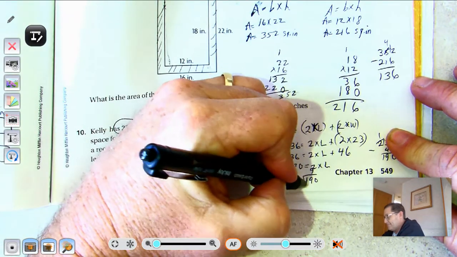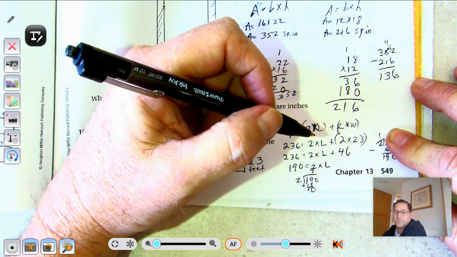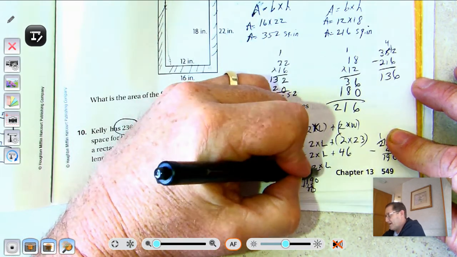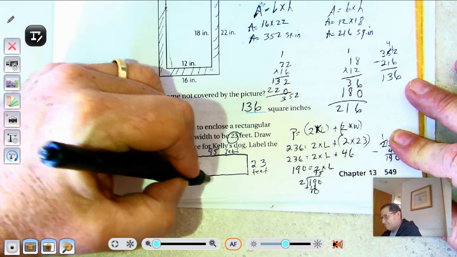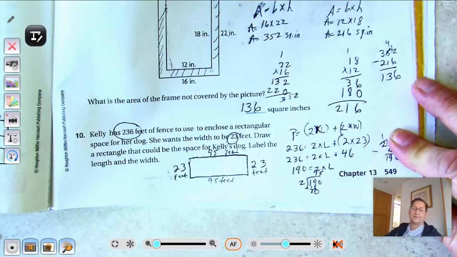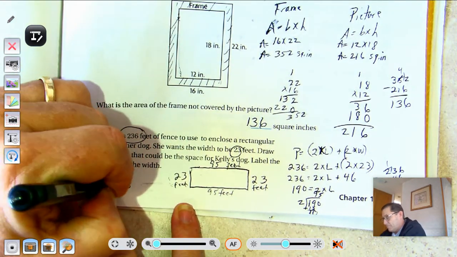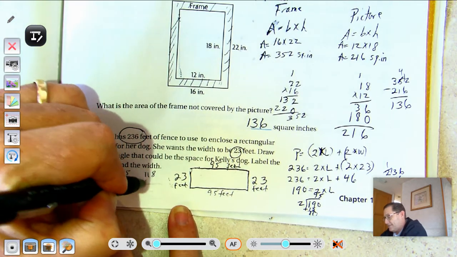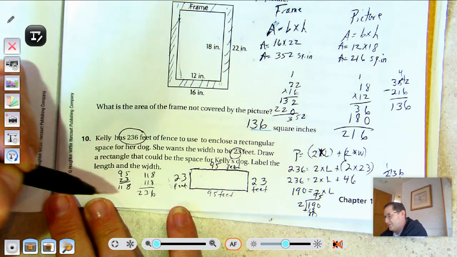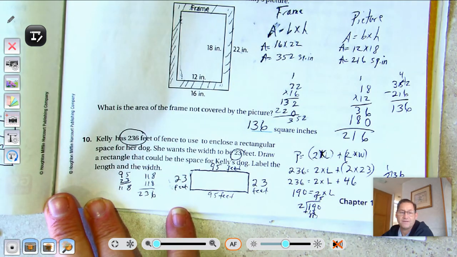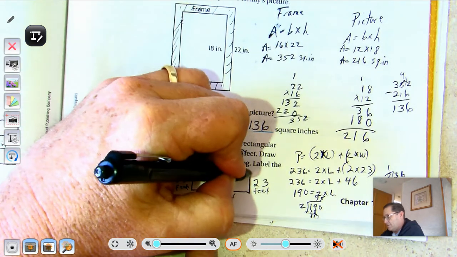9 times 2 is 18. Subtract, we get 1. Bring down the last 0 for the ones. 10 ones in two groups is 5. So 95 is our length. So if we add 95 and 23, we get 118. Is 118 plus 118 236? 16, 3, 236, yes. Okay, so we're right. 95 feet. Length equals 95. Width equals 23.